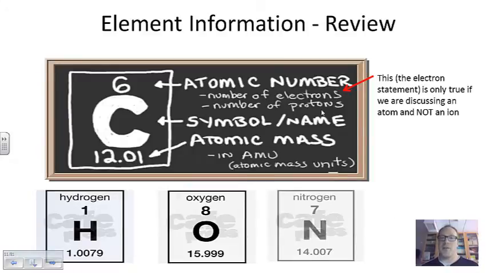So again, let's review this. The atomic number is going to tell you the number of electrons and tell you the number of protons, but that electron statement is only true if we're discussing an atom and not an ion. The letters in the middle here are the symbol, the abbreviation for the element name, and this number down here is the average atomic mass in atomic mass units for these elements. So what I would hope that you would maybe try to do here is maybe try to draw some diagrams of hydrogen and oxygen and nitrogen atoms, see if you can figure that out.